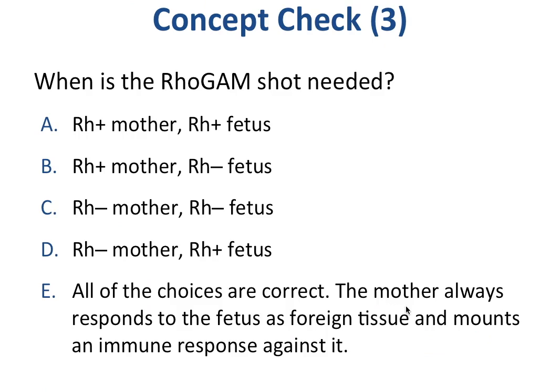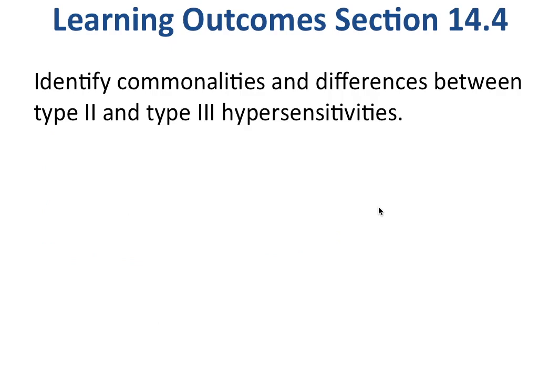Now let's work on this question. I give you 5 seconds. The correct answer is D, Rh negative mother and Rh positive fetus.